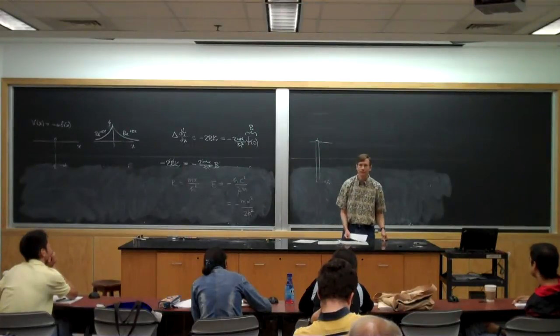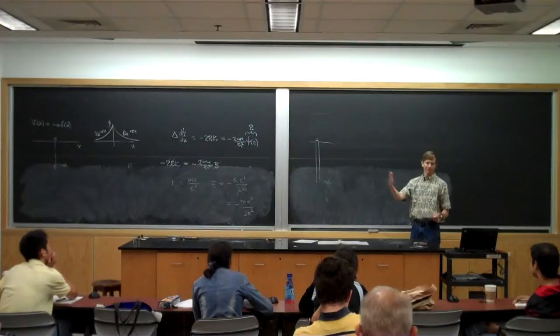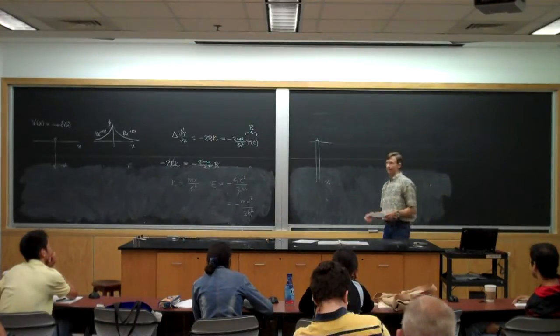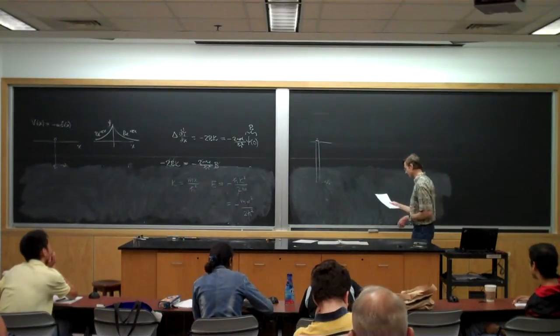Any other questions? I know it's a little hard to picture, you know, this infinite, blah, blah, blah, but the math is working, and again, remember, it's a limit of a finite square well, and we'll see how to solve the finite square well, at least graphically.